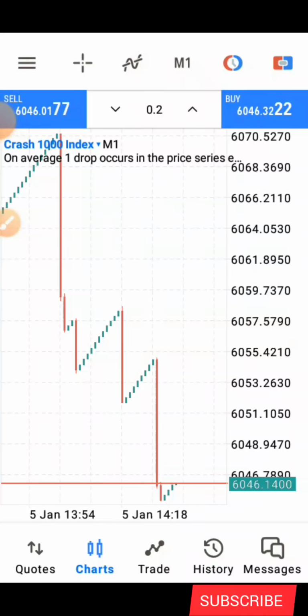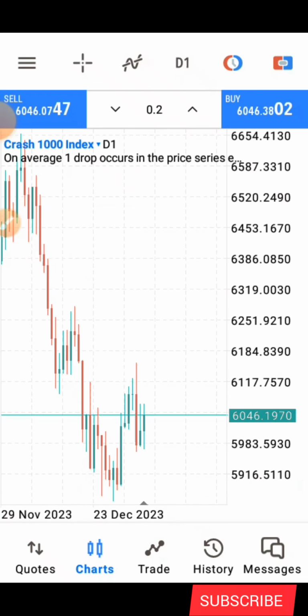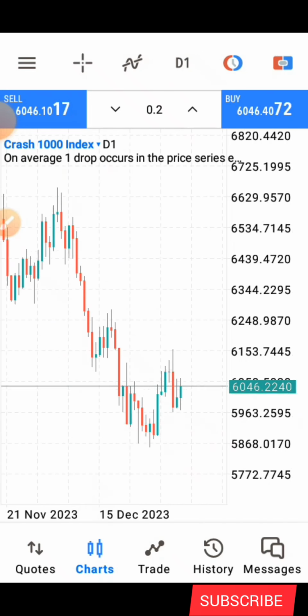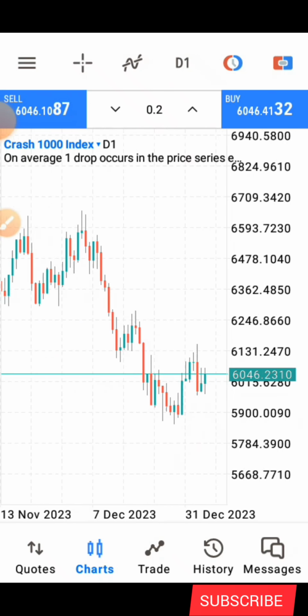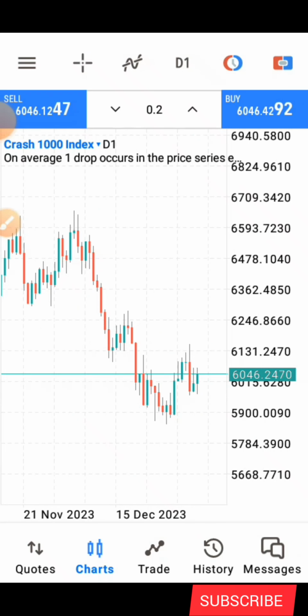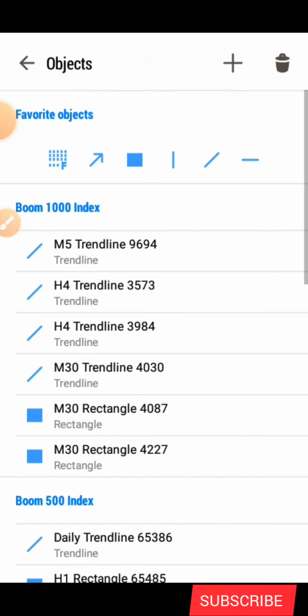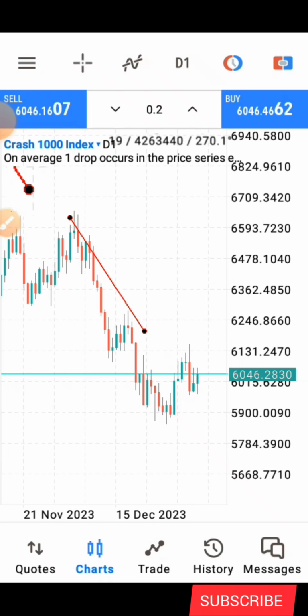In today's video, I'll be analyzing the Crash 1000 in order to take a profitable entry. Alright, so this is what I do. I go to the higher time frame in order to see the overall trend of the market. So here on the daily, as you can see right now, we are in a downtrend.